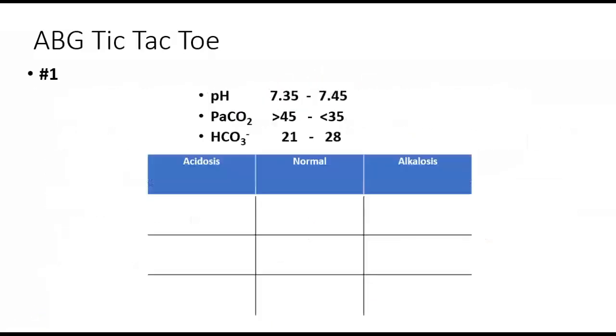So now we're going to go ahead and arrange our tic-tac-toe. So let's see, we have a pH of 7.3. A pH of 7.3 is less than 7.35, so it'll go over here under the acidosis column. We have a carbon dioxide of 68. Carbon dioxide of 68 is greater than 45, so we're coming over here to the acidosis side. And finally, we have a bicarb of 28. A bicarb of 28 falls within that normal 21 to 28, right?